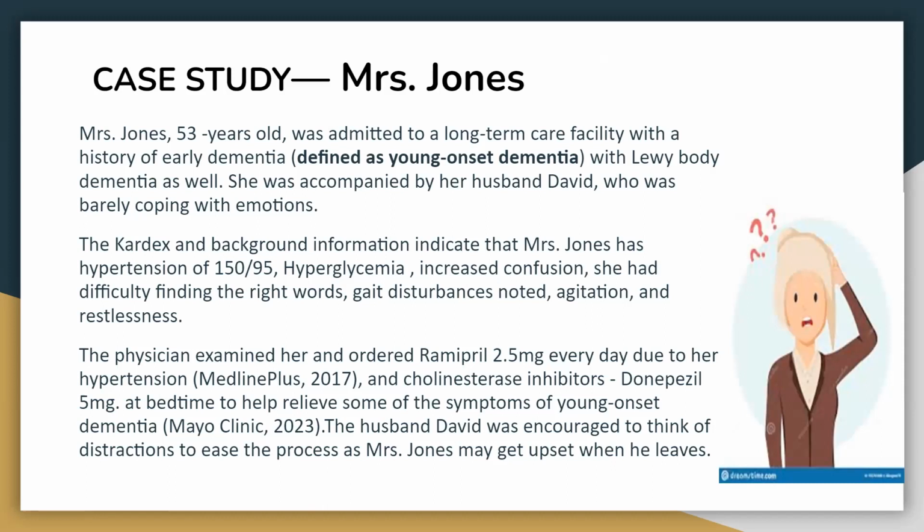The vitals and background information indicate Mrs. Jones has hypertension of 150/95, hypoglycemia, and increased confusion. She had difficulty finding the right words. Gait disturbances were noted, along with agitation and restlessness. The physician examined her and ordered Ramipril 2.5 milligrams every day due to her hypertension, and a cholinesterase inhibitor, Donepezil, 5 milligrams at bedtime to help relieve some of the symptoms of young onset dementia. The husband, David, was encouraged to think of distractions to ease the process, as Mrs. Jones may get upset when he leaves.